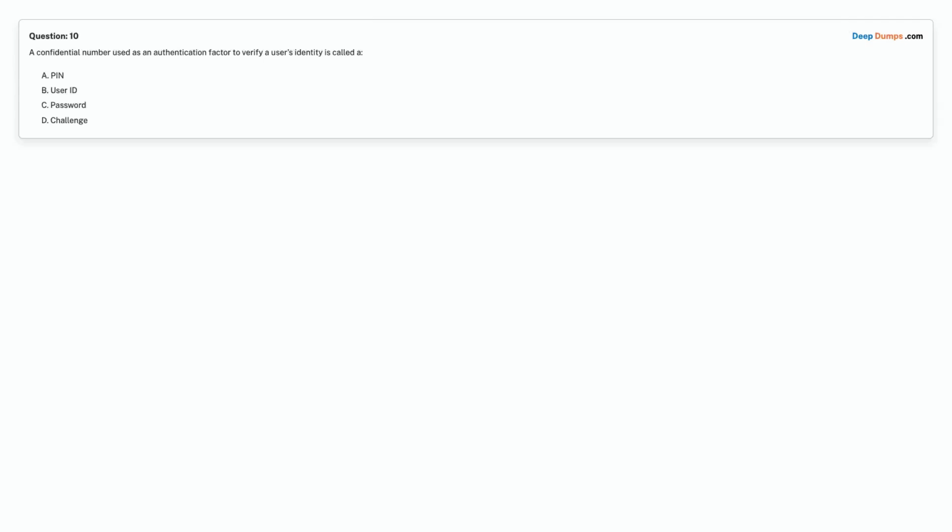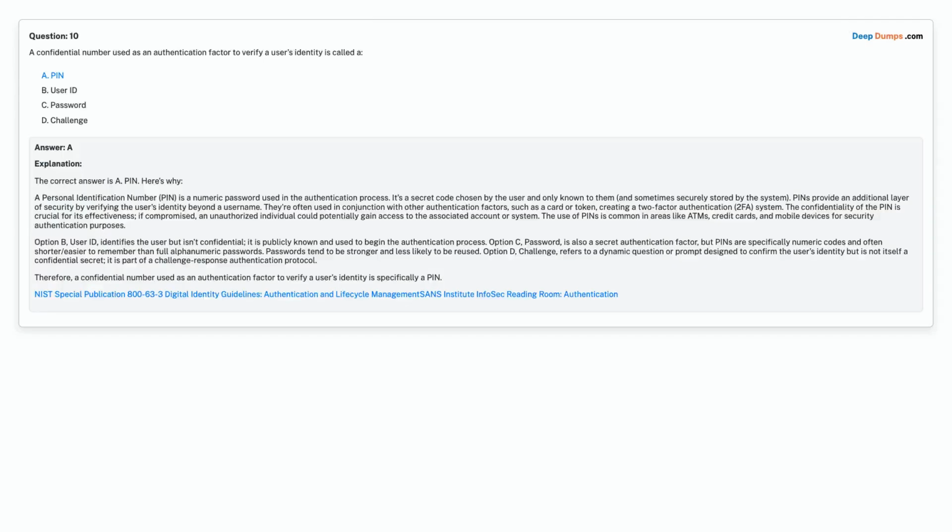Question 10. A confidential number used as an authentication factor to verify a user's identity is called a. Option A. PIN. Option B. User ID. Option C. Password. Option D. Challenge. Choose the correct answer. Correct answer is Option A. PIN.